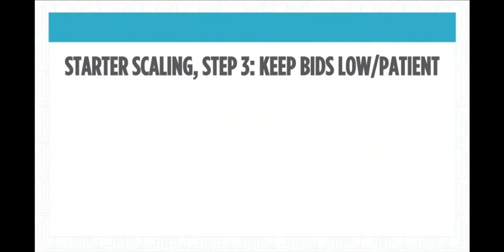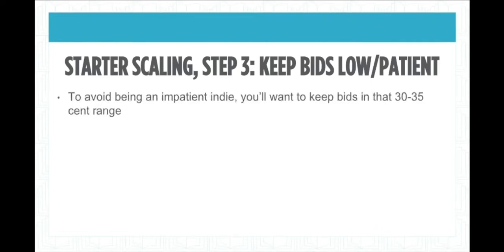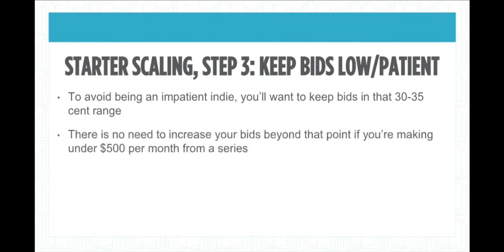And then step 3, this isn't really an action so much as it is a not action. Avoid being an impatient indie. You are going to want to keep those bids in that 30 to 35 cent range. There is no need to increase your bids beyond that point if you are making under $500 a month from a series. I have seen it too many times where someone jumps into this too quickly.